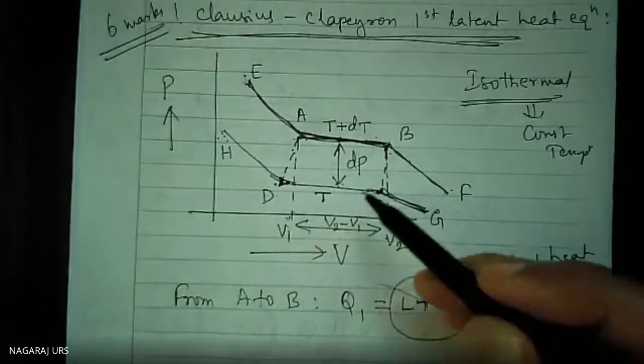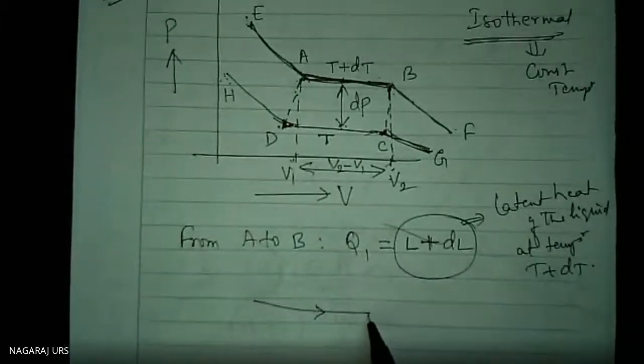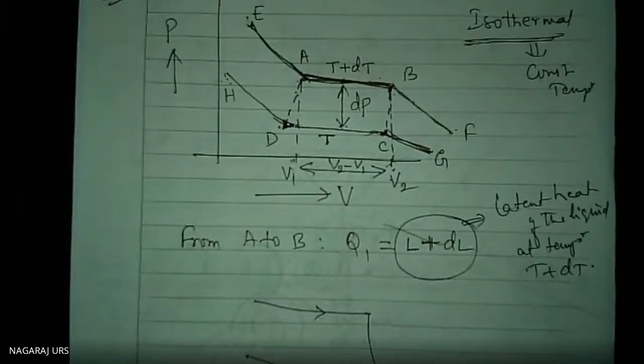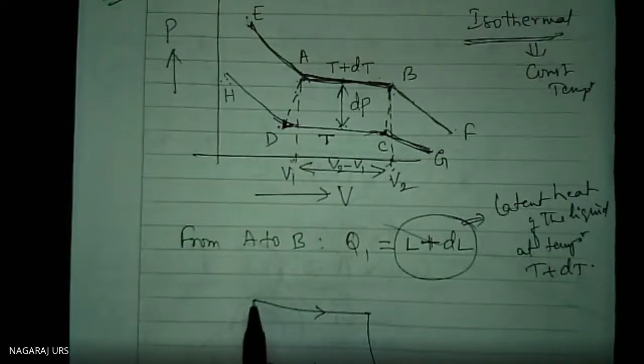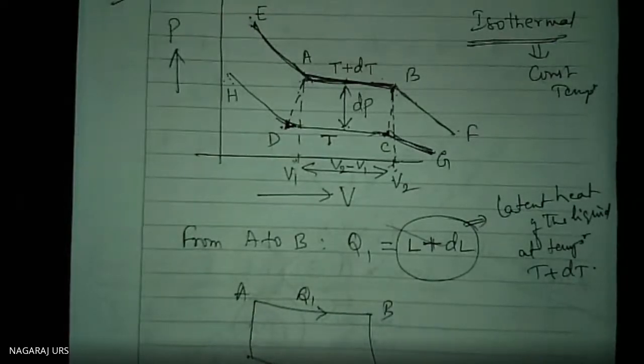From C point to D point, actually it is said to be like this. Here, the quantity of heat energy absorbed is Q1. This is which point? A to B. This is which point? C to D. Like this it is present here. A to B, B to C, C to D, D to A.